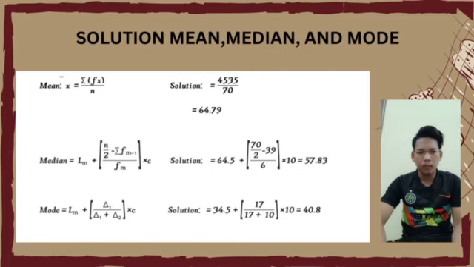Last but not least is the answer for the mode. The answer for the mode is 40.8. Therefore, the mode for the current labour force in Perak from 1982 until 2019 was 40.8.